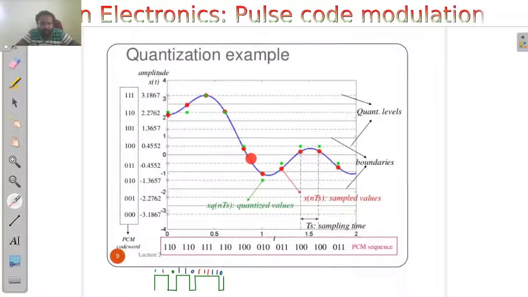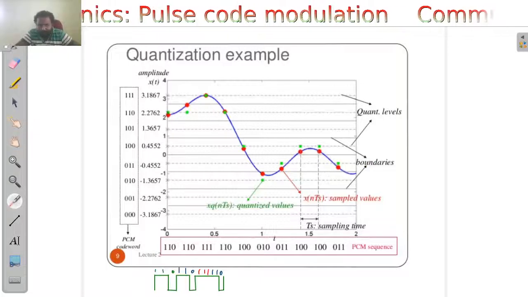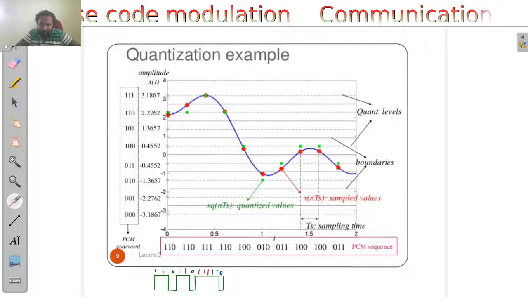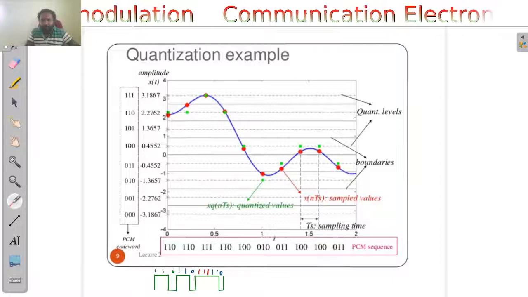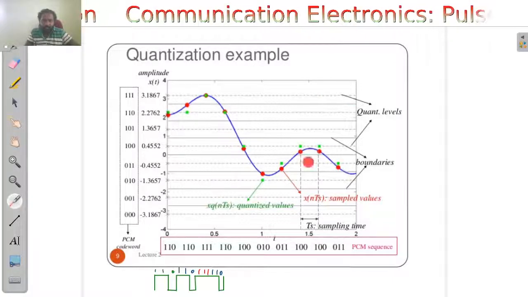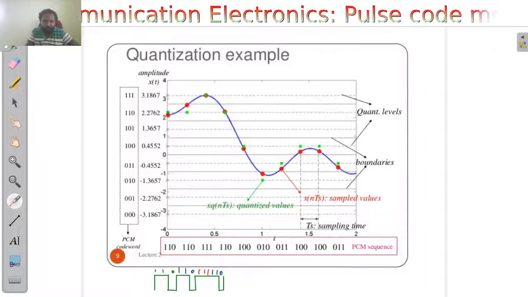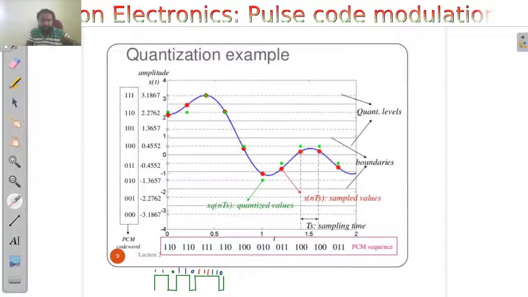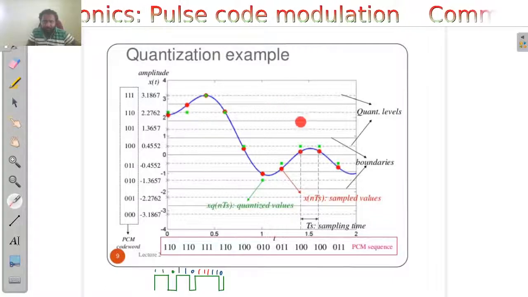The blue colored line here represents your analog signal variation, and the red colored dots will be representing your sampled signal. And you can see that there are many quantization levels. The dashed lines represent the quantization levels. There are say 8 levels: 1, 2, 3, 4, 5, 6, 7, 8. 8 levels are there, and they are separated by a boundary. The solid lines represent the boundary.